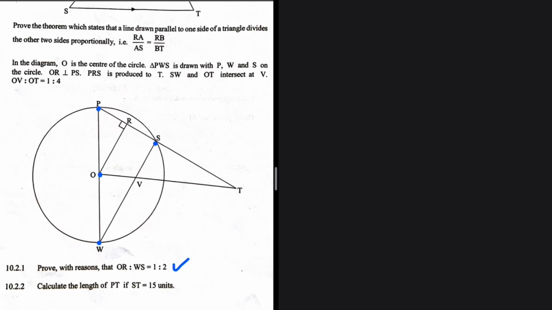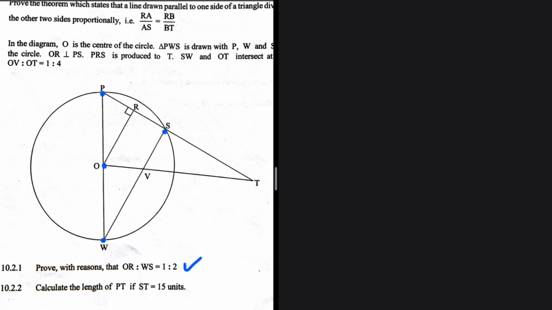PRS is produced to T. SW and OT intersect at V. And then you are told that OV is to OT is equal to 1 is to 4. The first question, back to the first question: prove with reasons that OR is to WS is equal to 1 is to 2. We don't have much to work with as far as keywords in the question are concerned, but let's take a look at our sketch. Maybe there's something we can cook there.